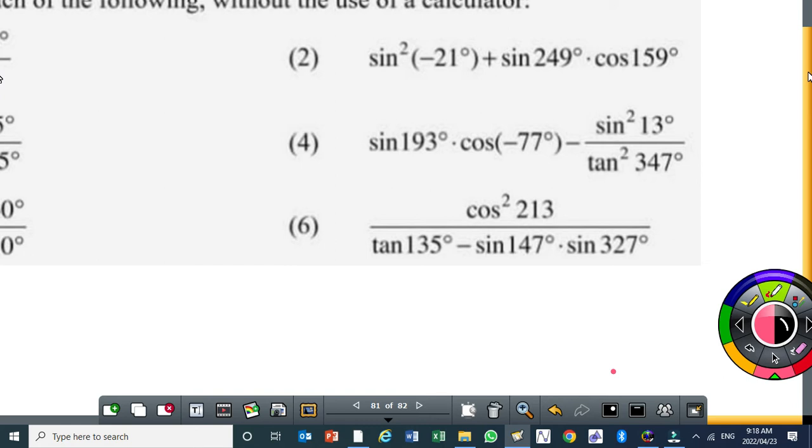Hey, can I have your attention? Can I have your attention? Do you remember what I said if you see something like this? What did I say? It was because you don't have to think. The answer will be sine squared 21 degrees.